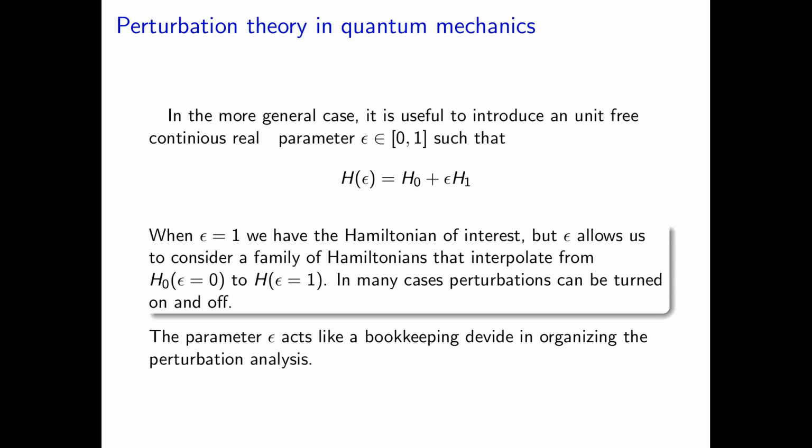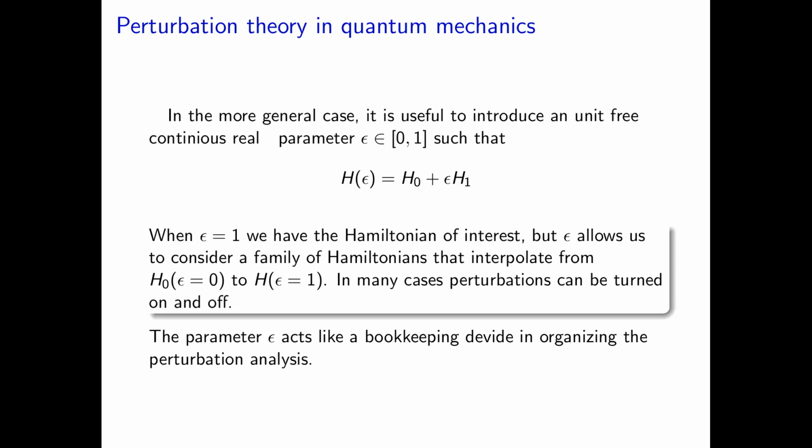And you will see that even a ridiculously high magnetic field in the laboratory, or any magnetic field you can practically consider in the laboratory, can actually fall in the category of small, and that is why these kinds of expansion techniques are so successful in predicting. But coming back to the point, this parameter epsilon acts like a bookkeeping device in organizing the perturbation analysis. So, we will see how.